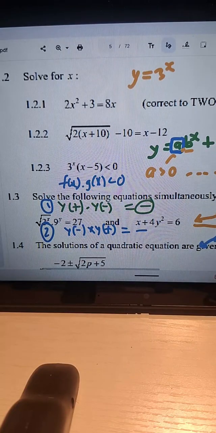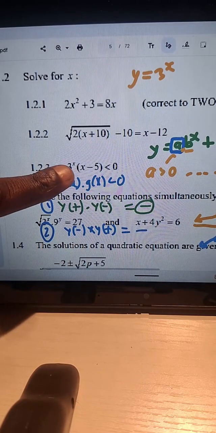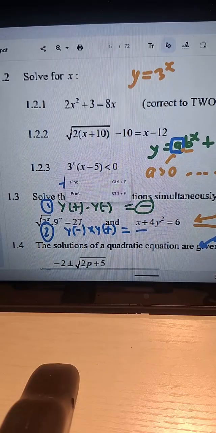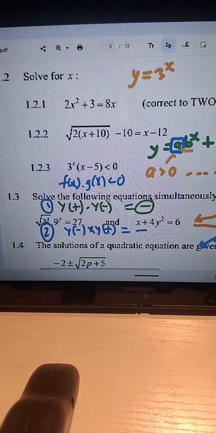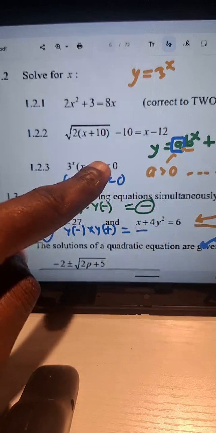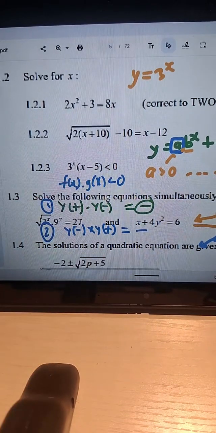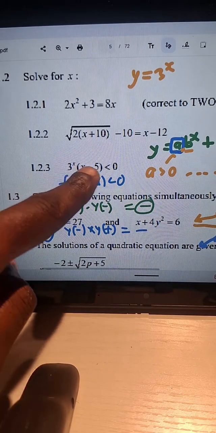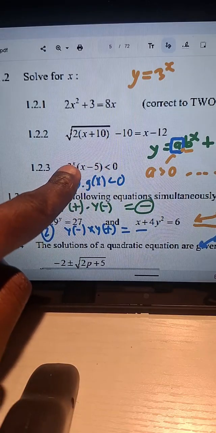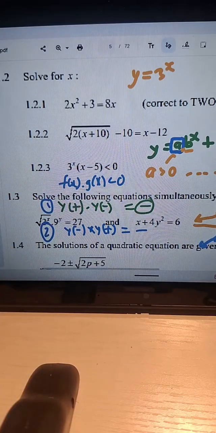Hey, guys, are we following this? Let me take this one step at a time. I'm saying 3 to the power x represents a function. What kind of function? Exponential. X minus 5 represents a function. What kind of function? Straight line. What is the relationship between 3 to the power x and x minus 5? It's going to be the product of the two functions.